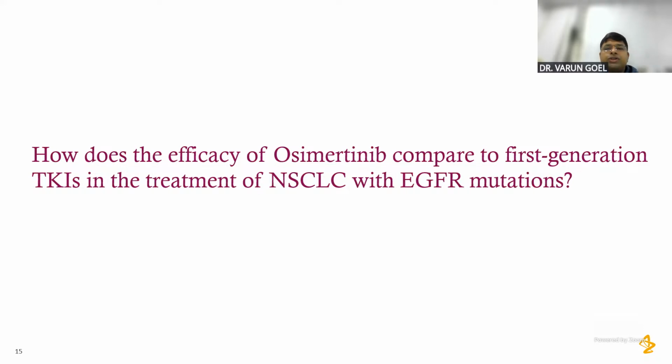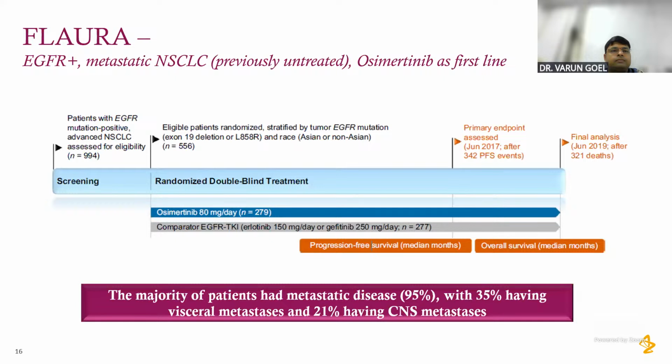How does the efficacy of osimertinib compare with the first generation TKI? If we see the FLAURA study, which enrolled EGFR mutation metastatic NSCLC patients, osimertinib was given as first line. Out of all patients, the majority had metastatic disease, with 35% of patients having visceral mets and 21% of patients having CNS mets.